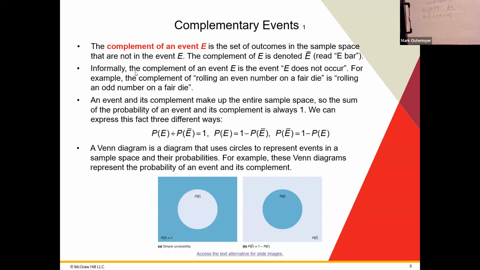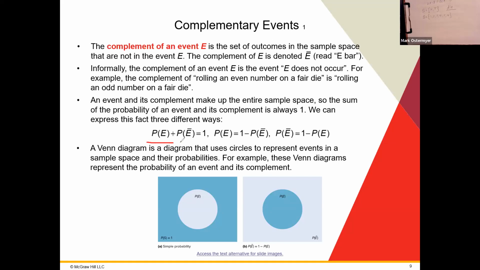Now, you could also think of the complement of event E as being the event that E does not occur. For example, the complement of rolling an even number on a fair die would be rolling what? An odd number on a fair die. Those are called complementary events. All right. And the event and its complement make up the entire sample space. So they have to be collectively exhaustive. They have to exhaust all possible outcomes in the sample space. So the sum of the probability of an event and its complement is always equal to 1. And that's represented by this very important rule here.